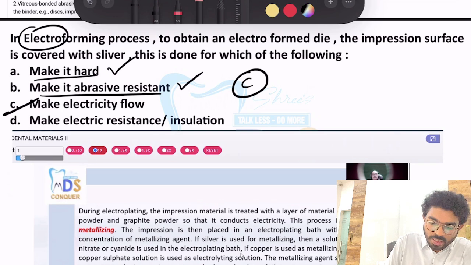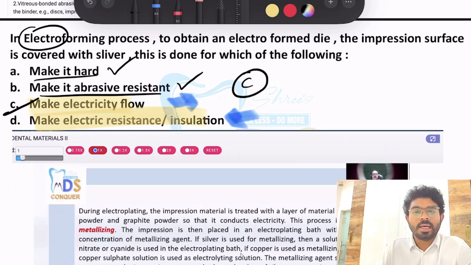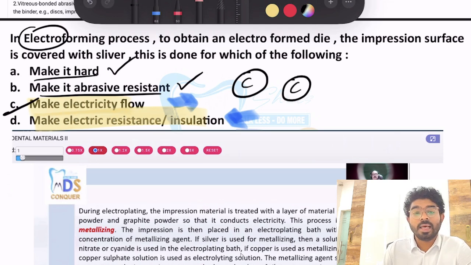You see, the examiner has given two options opposite to each other, going in opposite directions. One option is increasing the flow, and one option is resisting the flow, decreasing the flow. Whenever two opposite options are there, the answer logically could be among those. So my answer for this is to increase the electric flow.